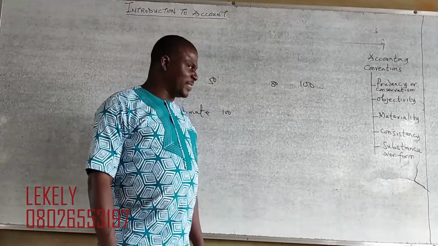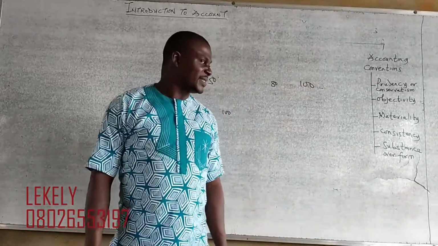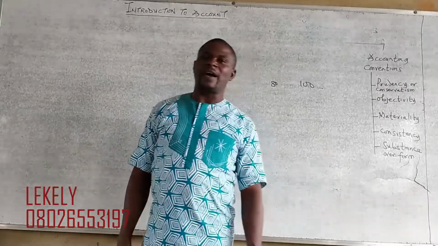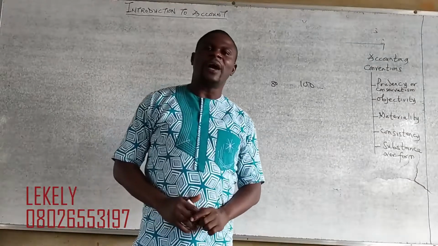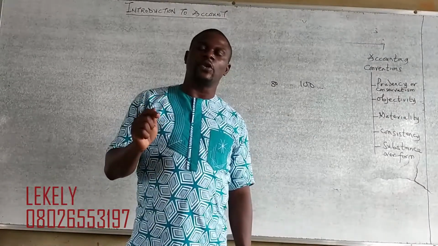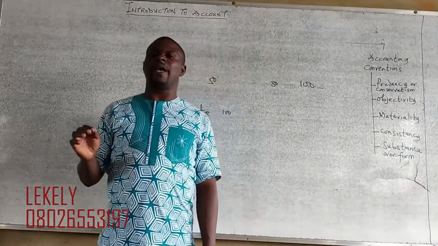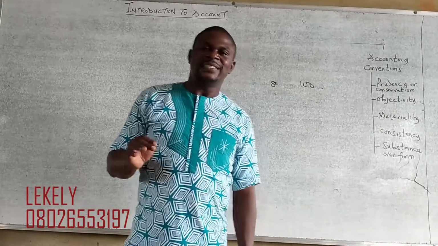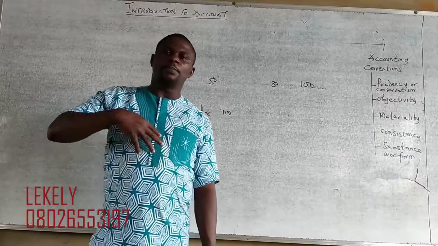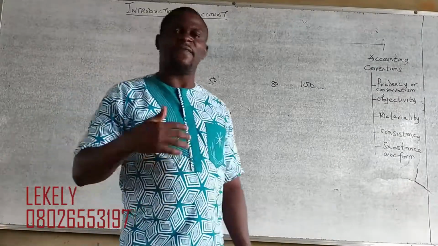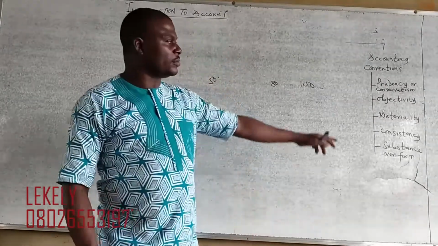Now, objectivity. What objectivity is saying is that in preparing the books of account, you have to be objective. You have to prepare accounting information based on facts. Accounting information is expected to be prepared based on facts. That is, don't prepare accounting information based on your personal opinion. Prepare accounting information based on existing facts, facts that can be seen. That's what objectivity is saying.